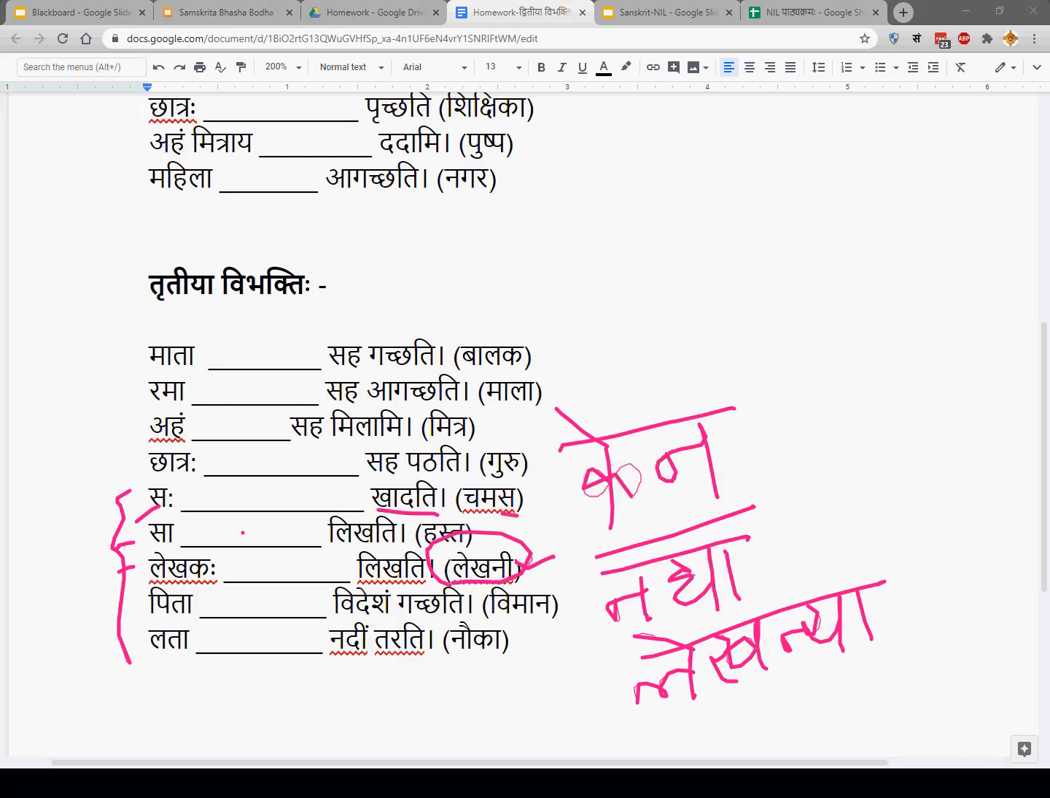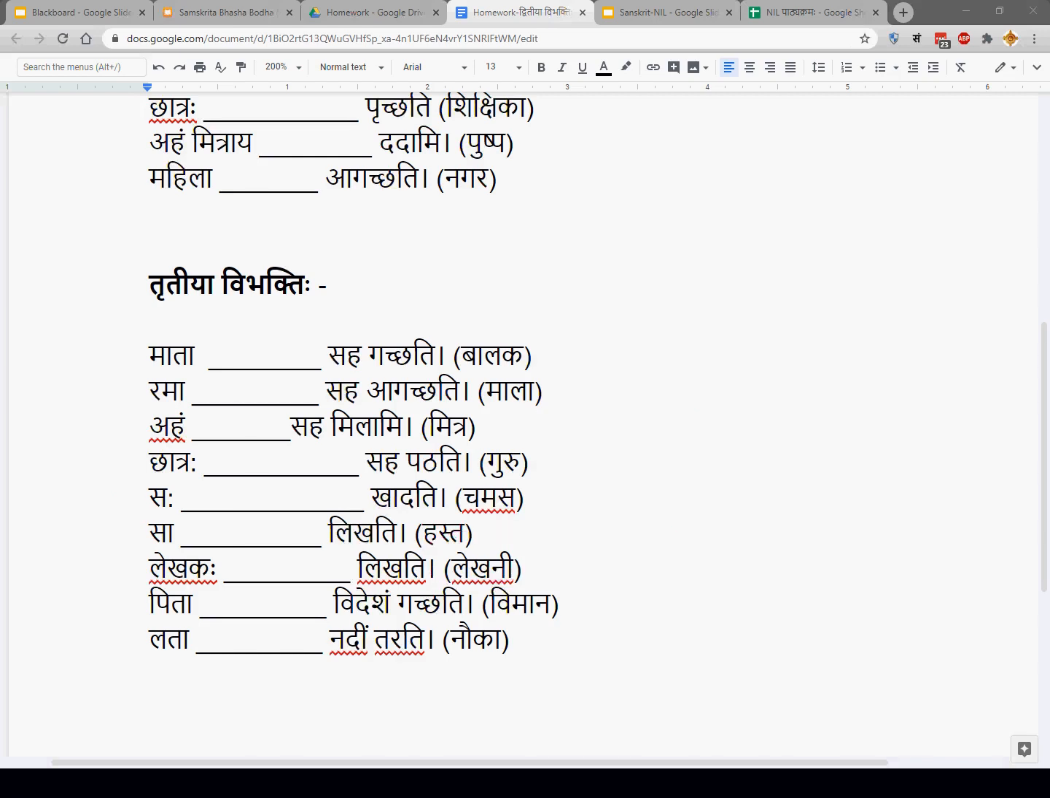So again you can refer to the vibhakti table, the declension tables, to understand the correct form of these words. Depending on strilinga, pullinga, etc., vibhakti tables are there. This is a pullinga like Rama: Chamasaha, Hastaha in the first case ending, and Lekhani is like Nadi, strilinga.